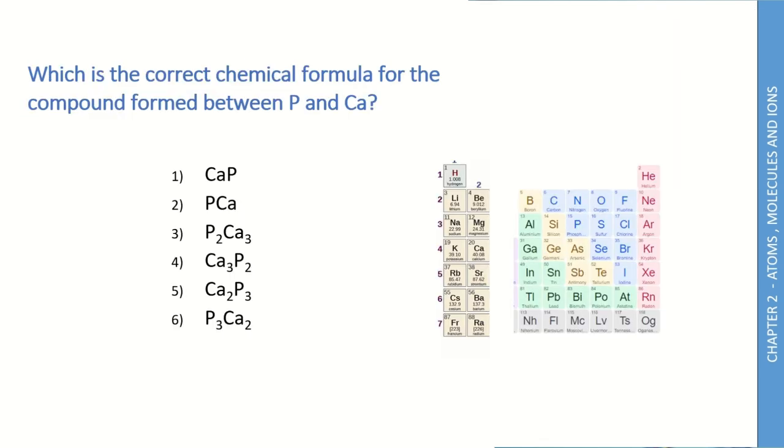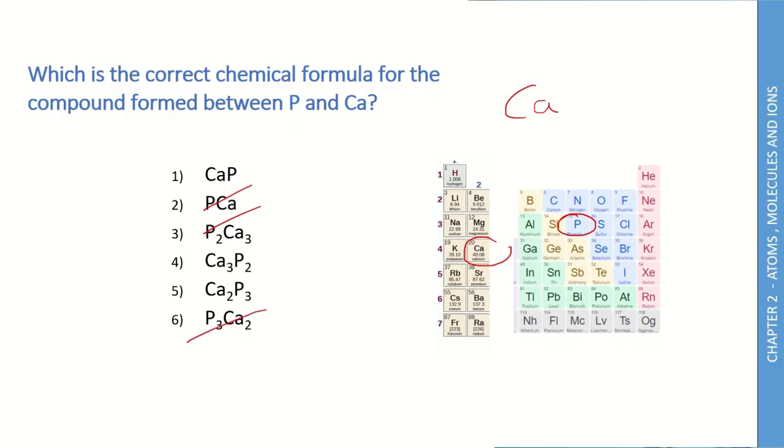So, let's practice a little bit more. Which is the correct chemical formula for the compound formed between phosphorus and calcium? Look at that. We have phosphorus over here in the periodic table, and calcium, the second group. You know the calcium, so we know this is wrong because we don't start with non-metal, right?